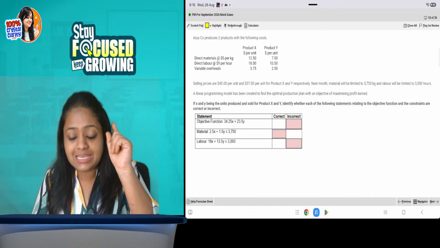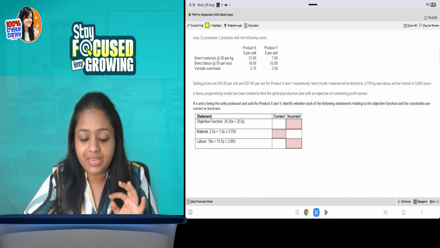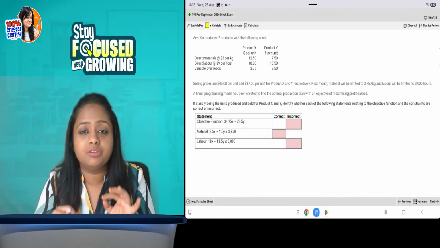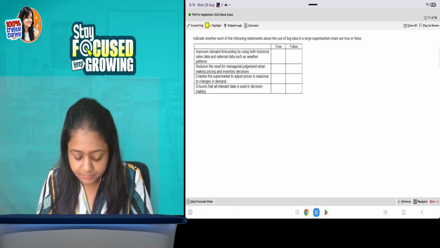Okay, just see how quickly we are able to solve it because I'm looking for keywords. Like I am telling you, always make sure that you are also looking for the correct keywords. Let's go to the next one.